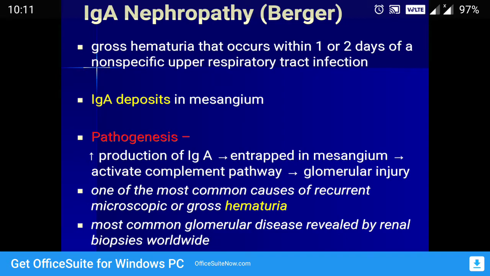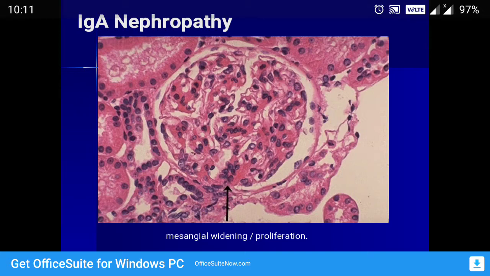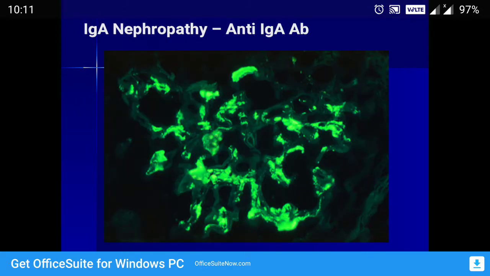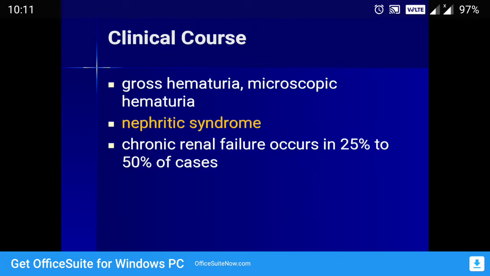Another type of nephritis is IgA nephropathy. As the name indicates, there is deposition of IgA antibody in the glomerular membranes. So this can be diagnosed by using immunofluorescence with anti-IgA antibodies. And again, IgA nephropathy presents as nephritic syndrome. As I told you, nephritic syndrome is characterized by hematuria and what else? Proteinuria and hypertension.